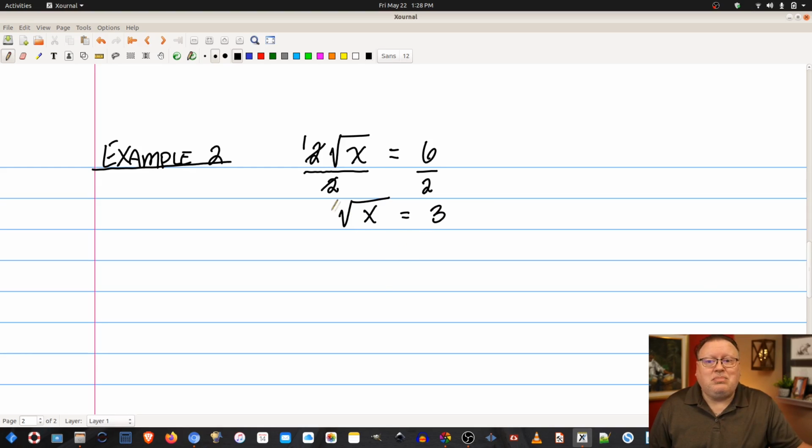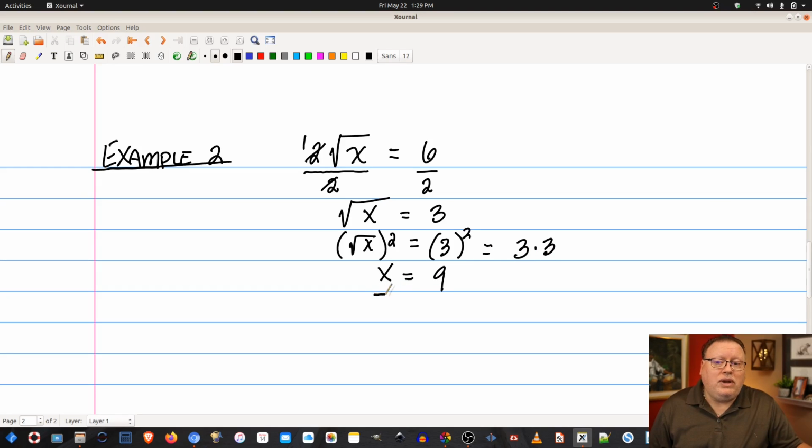Now, I can just simply square both sides. So I get square root of x squared is equal to 3 squared. And remember we said the square undoes the radical. So that just becomes x equal to 3 squared is just 3 times 3, which is 9. Remember, we do not multiply the base and the exponent. So this isn't 3 times 2 is 6. This, if you recall, is 3 times 3. I take 2 of my bases according to the exponent and I multiply them. Okay? So we end up with x is equal to 9.